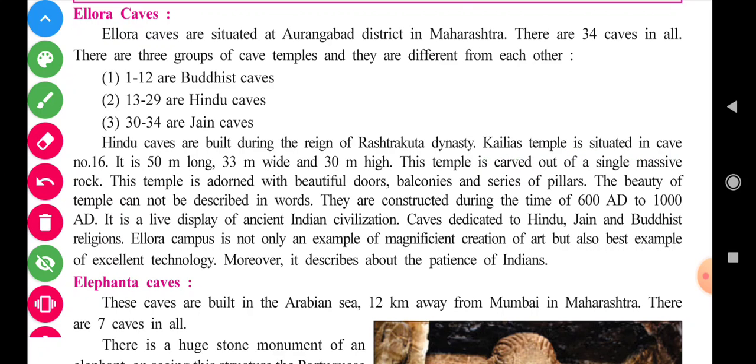So, you should have a question in your mind that why sir only Kailas temple is given specifically here. Let us try to understand. This temple is carved out of a single massive rock. Yes, you heard it right. This temple is carved out from a single rock. And now let us talk about the specification. It is 50 meter long, 33 meter wide and 30 meter high.